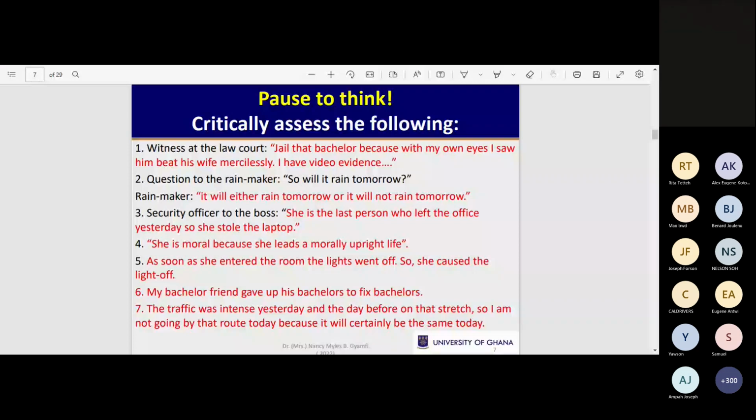So basically, assess the following. 1. Witness at the law court. "Jail that bachelor because with my own eyes I saw him beat his wife mercilessly. I have video evidence. Thank you very much." Reader, should I continue? No, please, let's diagnose it together.